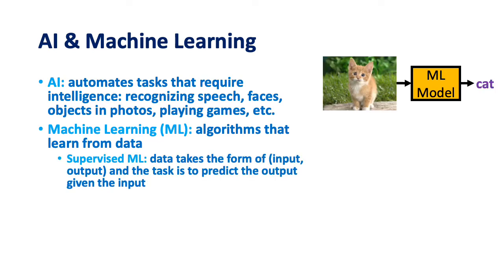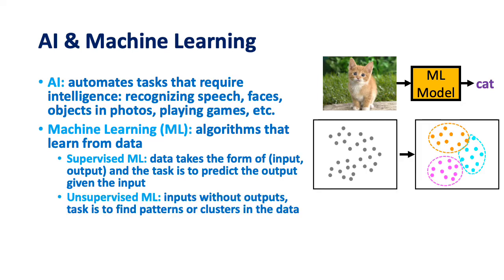There are three kinds of machine learning. The first and most common is supervised machine learning, in which the data takes the form of inputs and outputs, and the task is to predict the output given the input. So you give the model a picture of a cat and it tells you that it is a cat.